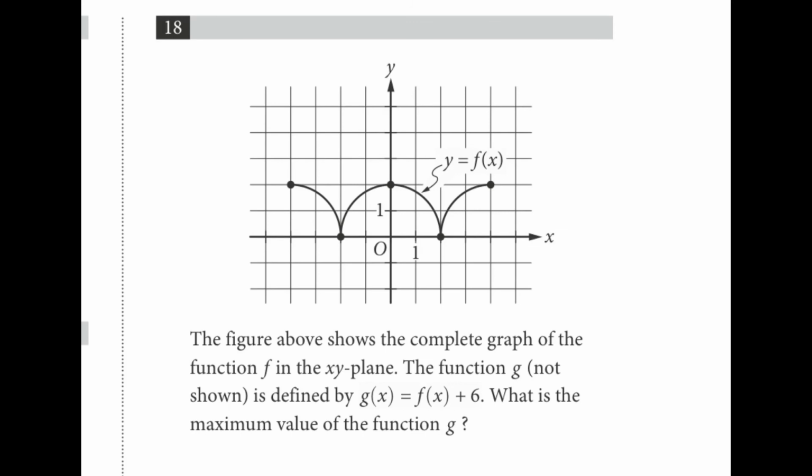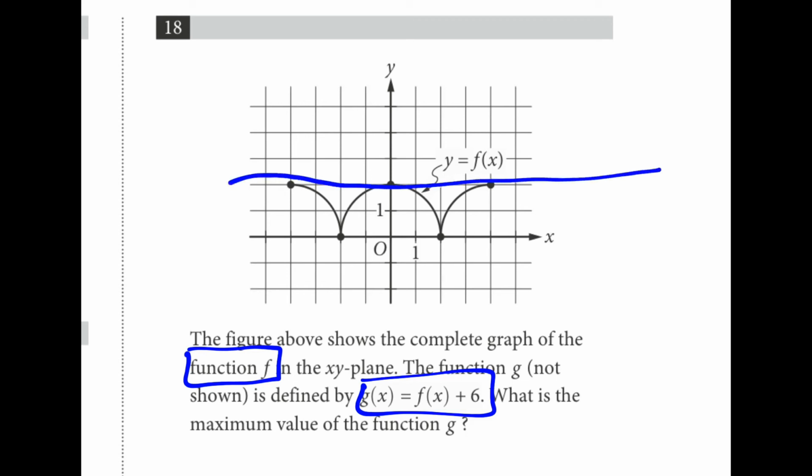18, the figure above is the function f, and then they talk about the function g here, and they say what is the maximum value of the function g. So this is the closest thing we see to a composite function here. We're going to take f of x and then add 6 to it. So what's the maximum value here of f of x? Well, it's along this line here, which is at 2. So if we add 6 to that, our new maximum value is going to be 8.